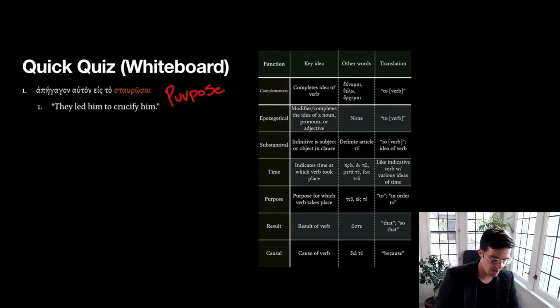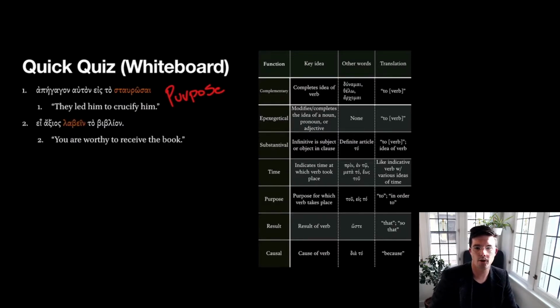All right, for this one we have the infinitive of purpose. Notice we have the eis ta before it, which corresponds to our other words that are accompanying the infinitive of purpose. So they led him to crucify him, or with the purpose of crucifying him. Number 2, go ahead and pause and find which function we have here.